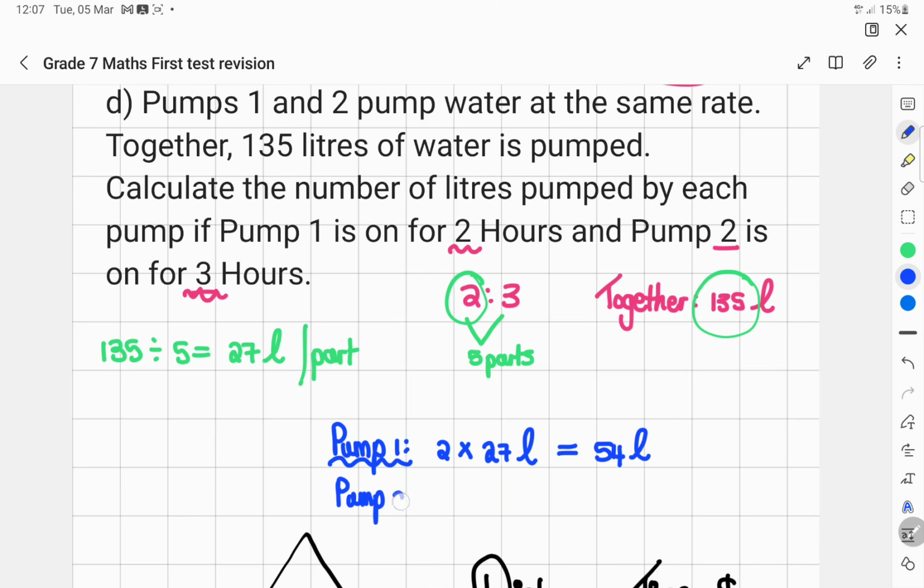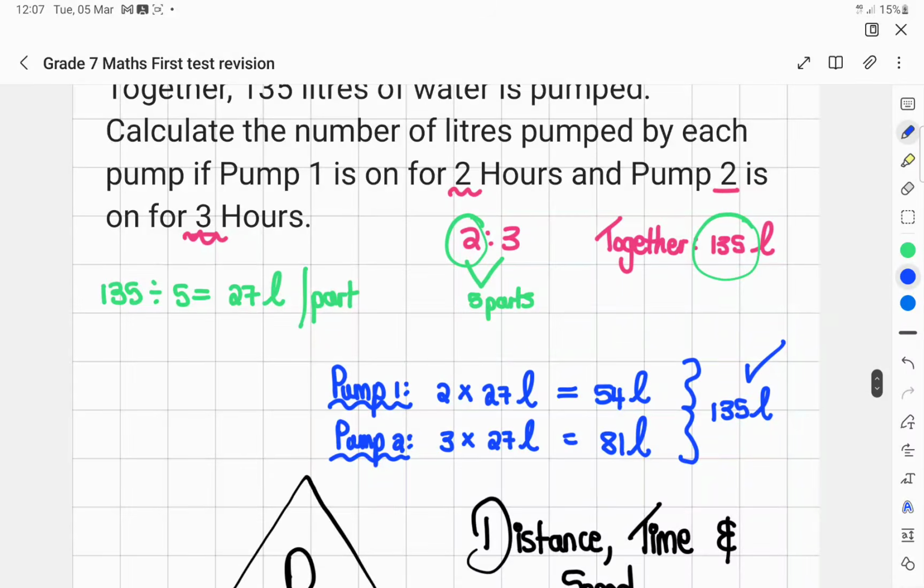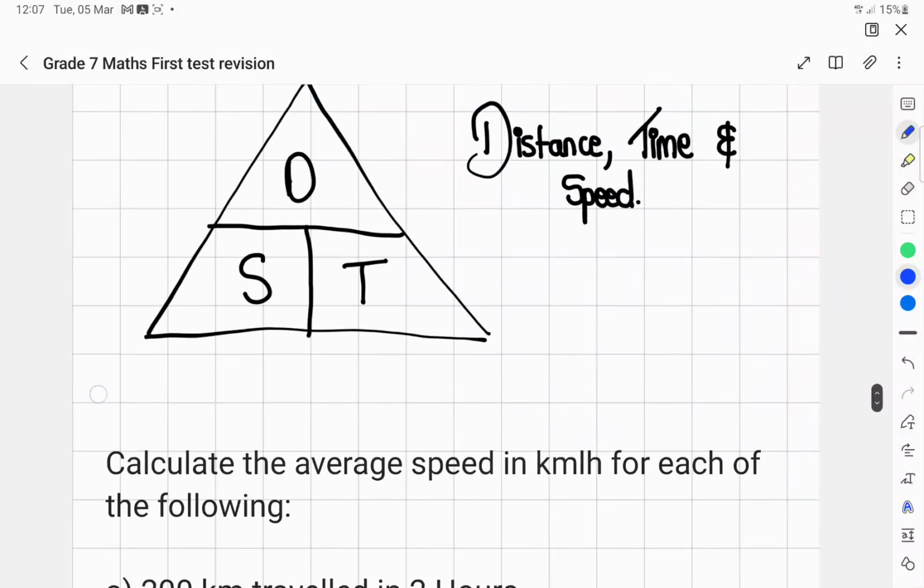And pump 2 pumped 3 parts of 27 liters. So 3 times 27 is 81 liters. And remember to check yourself. If you add 81 plus 54, it should give you 135 liters altogether. Okay, just to double check. All right, so pump 1 pumped 54 liters and pump 2 pumped 81 liters.